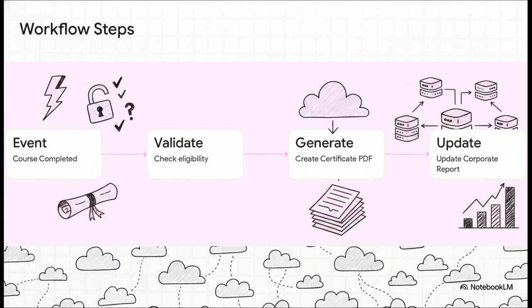Take a learning platform, for example. A course-completed event triggers a step-by-step workflow. It validates eligibility, generates a PDF certificate, and then updates a corporate reporting database. By using workflow services, you manage all these state transitions perfectly without forcing one single function to become a massive, fragile application.